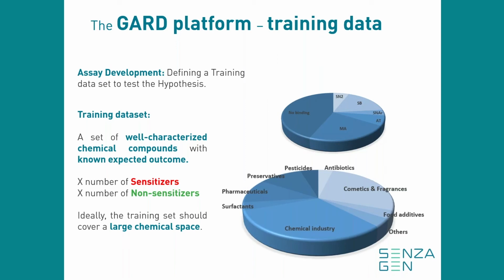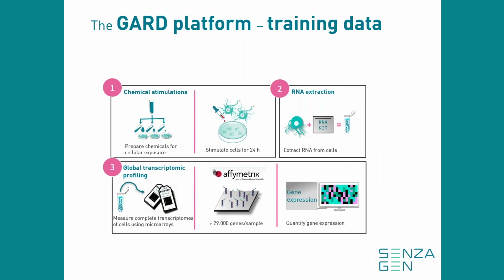We can see how different types of chemicals interact with our cells, and I will show you later on how this will result in a broad applicability domain. So after we have identified the chemicals in our training data set, we of course use them to stimulate our dendritic cells, our SenzaCell cells. After we have stimulated the cells with each of the compounds in the training data set, we simply extract all the RNA from the cells, and we measure the complete transcriptome of the cells using an Affymetrix platform. For each chemical, we measured 29,000 genes per sample. So this will generate a huge data set for us.